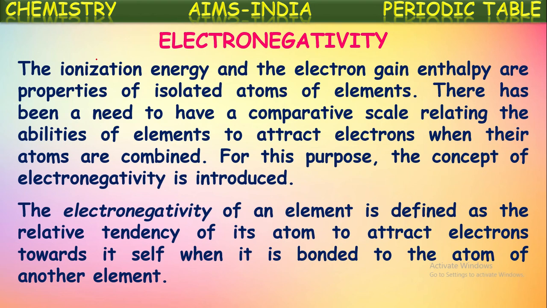Whereas ionization energy and electron gain enthalpy, these two are energies. One is energy required by the atoms, one is energy released by the atoms. Whereas electronegativity is the tendency of the elements by which they can attract the pair of electrons towards them. Okay.